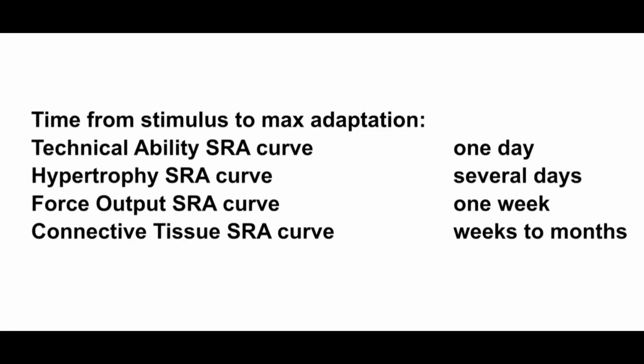So to highlight the different lengths of the SRA curves, technical ability recovers in about 1 day. Your muscles will take several days. Your ability to produce maximal force takes about a week. And your connective tissues could take weeks to months to fully adapt to the training stimulus.